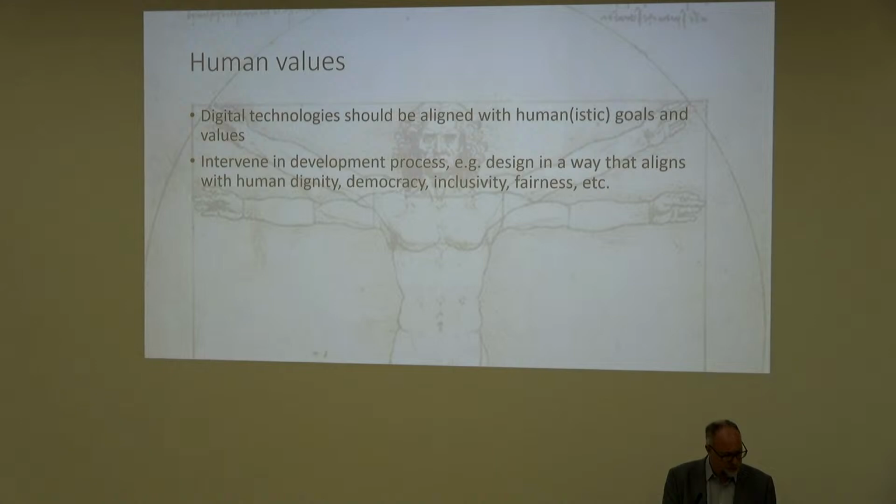Then human values. So the idea is that technologies such as AI should be aligned with humanistic goals and values, and that we should intervene in the development process to design it in such a way that it does align with values and principles such as human dignity, democracy. I wrote a book on democracy and AI, inclusivity, fairness. These are just some examples. What I find interesting here is the intervention in the development process. So traditional humanists observed the scientists and the technologists doing their thing, and then afterwards they complain about it. They say, this modern technology is very bad.